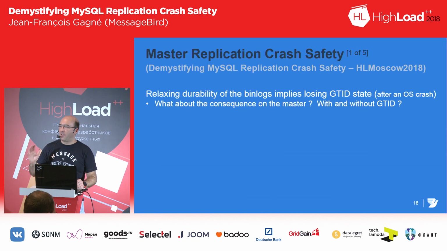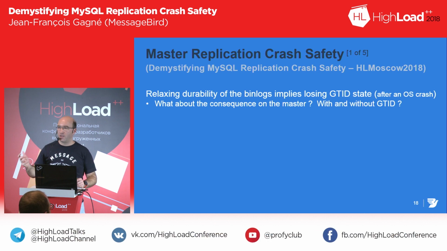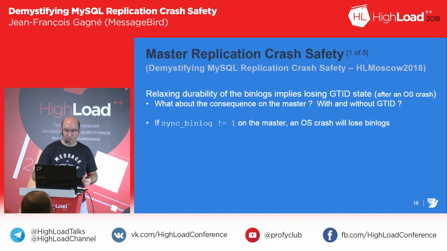So I've mentioned that if a slave is crashing and it's losing its binary log with sync bin log not equal to 1, there's an impact on the GTID position. But if we think a little more, it could also have an impact on the master. So we will cover that here.